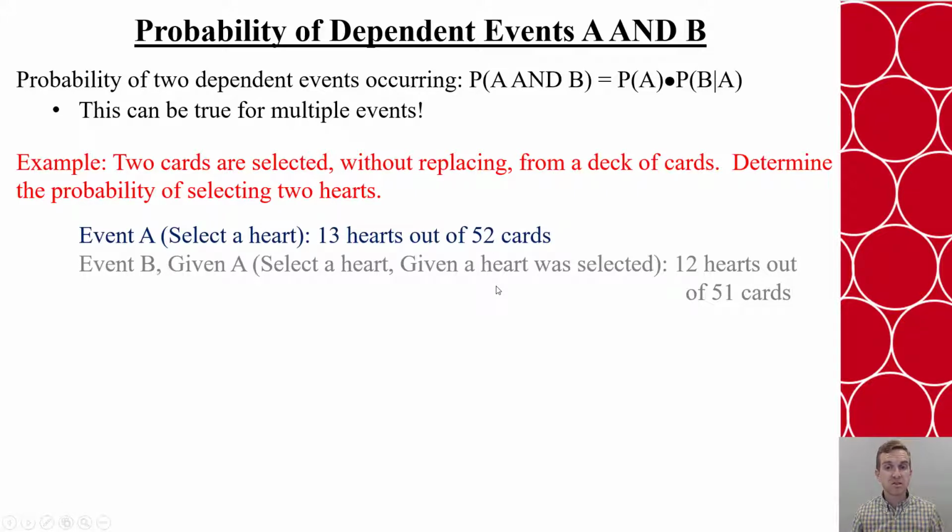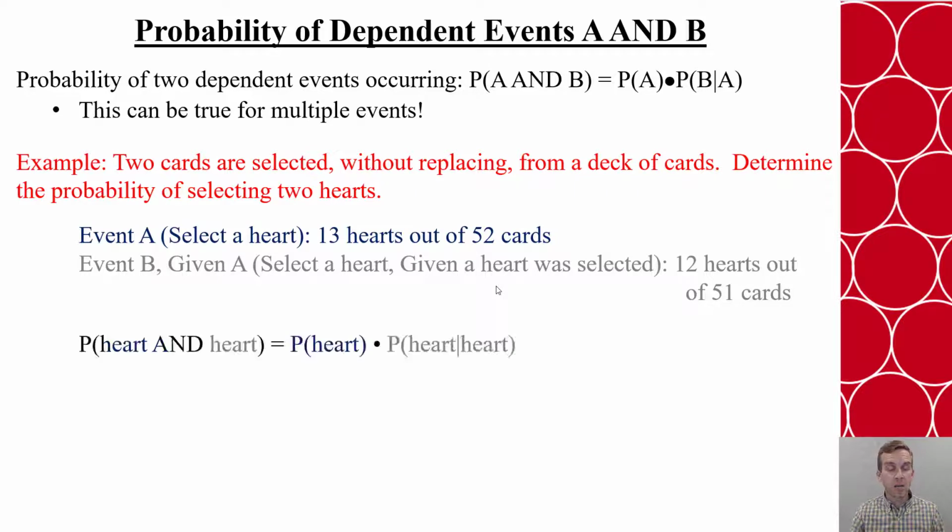So when we look at the total probability of these two occurring, it will be the probability of a heart times the probability of a heart given a heart was chosen. So 13/52 times 12/51. And that will simplify to 156/2,652, which is 1/17. And our calculators can help us with the simplification as we go along.